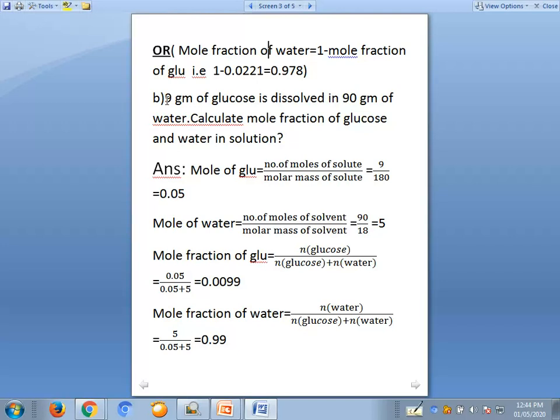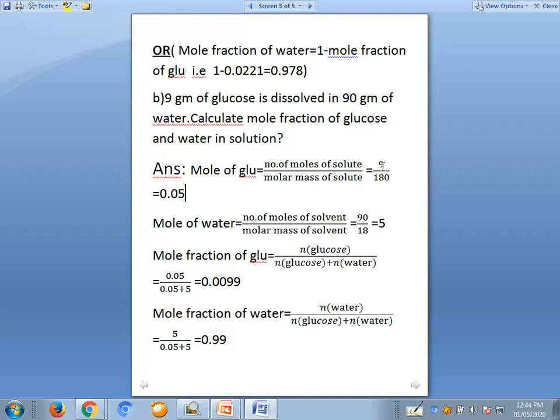So the second problem states that 9 gram of glucose is dissolved in 90 gram of water. Calculate the mole fraction of glucose and water in the solution. Everything is the same here. It is given that the glucose is 9 grams, and the water quantity is 90 grams. We apply the same formula. First we calculate the moles of glucose. I substituted here 9 divided by 180. Why 180? Molecular mass of glucose is 180.